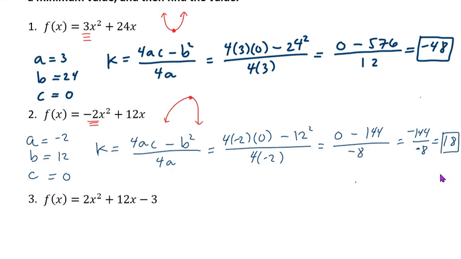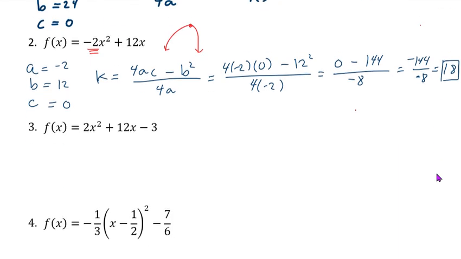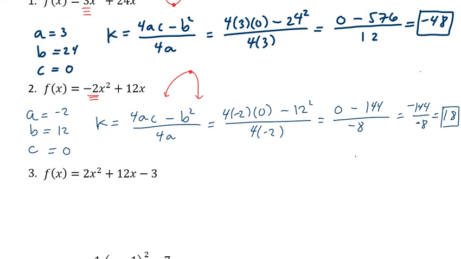Let's have item number 3. Now, the leading coefficient here is positive. So the parabola opens upward, and so the function has a minimum value. Let's identify the values of a, b, and c. A is equal to positive 2, b is equal to positive 12, and c is equal to negative 3.